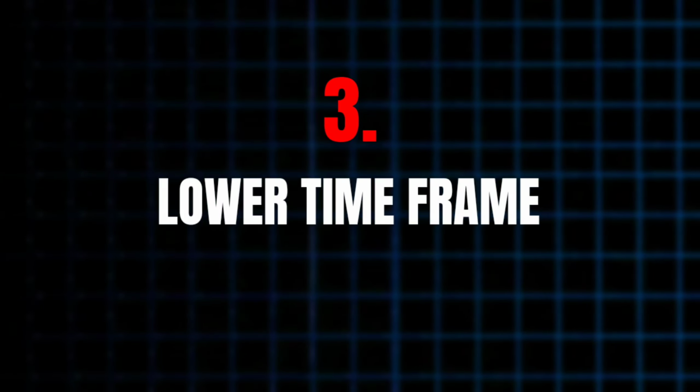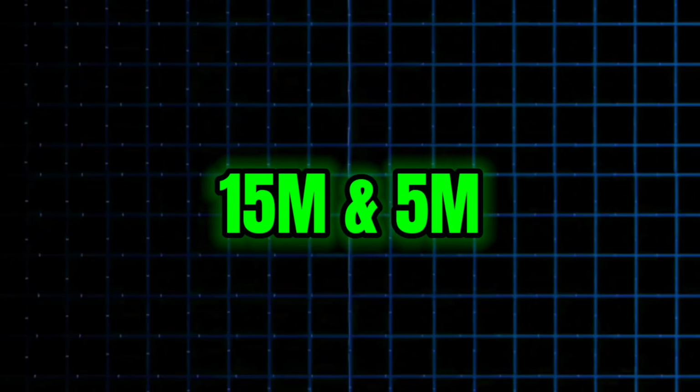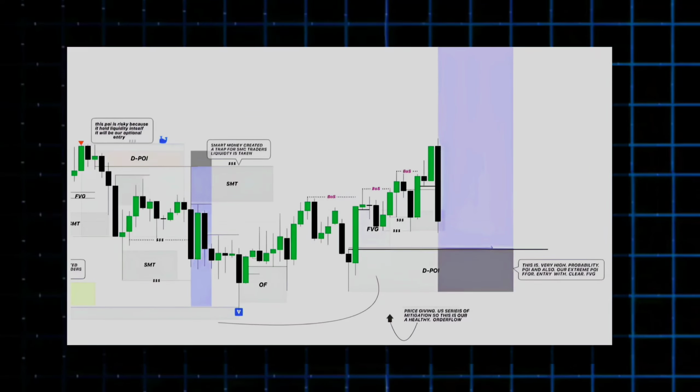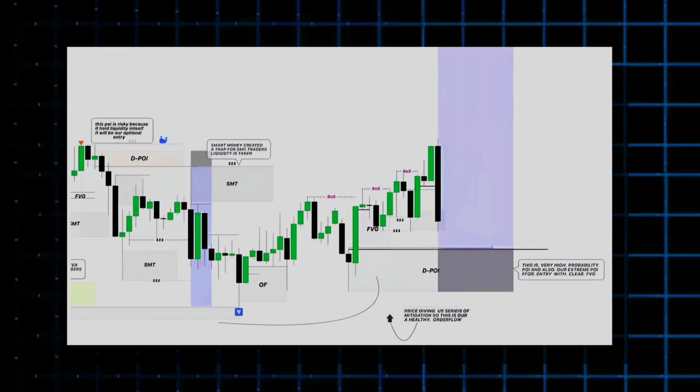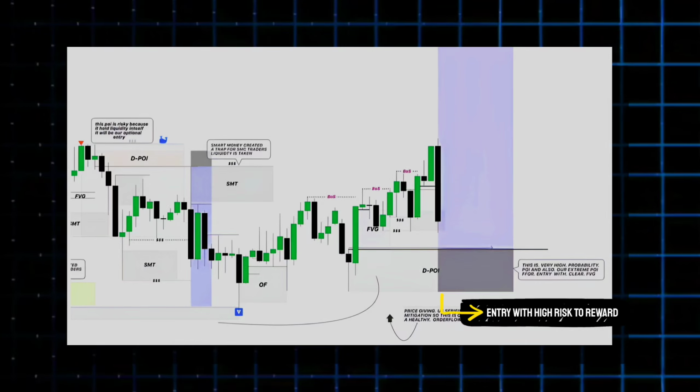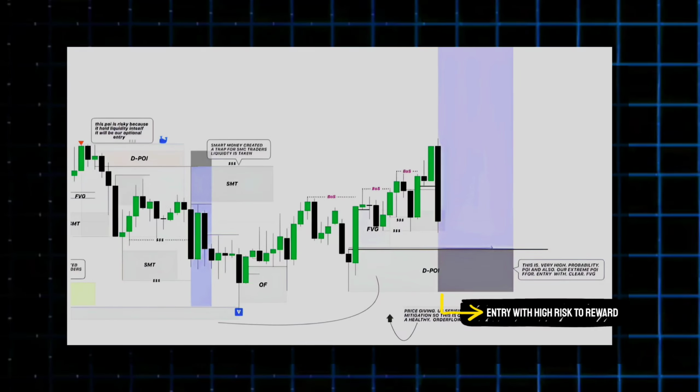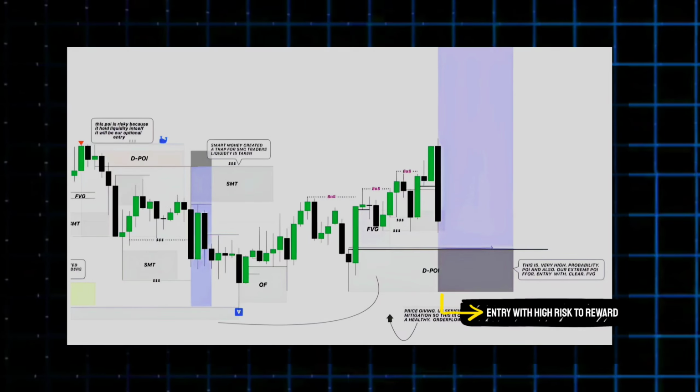Finally, we drop down to the lower time frames, the 15-minute and 5-minute charts. This is where precision comes in. We don't use these time frames to determine bias. We use them to fine-tune our entries, to get the best possible risk to reward, and to confirm that the setup we've built is ready to execute.